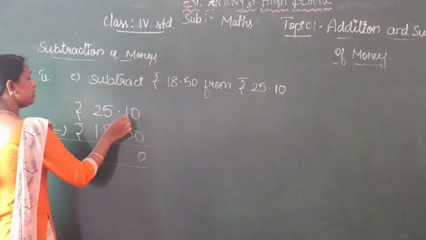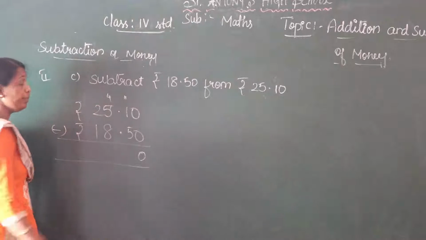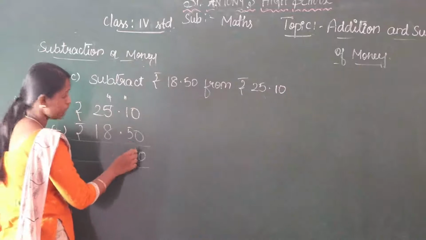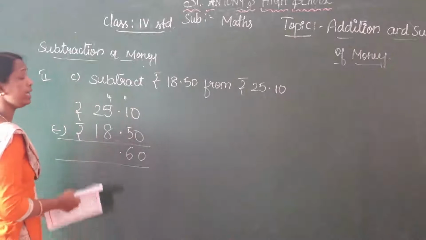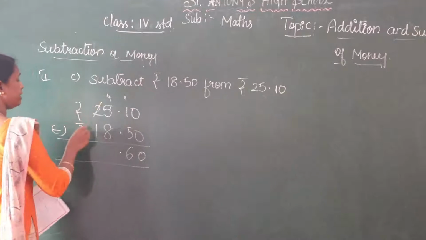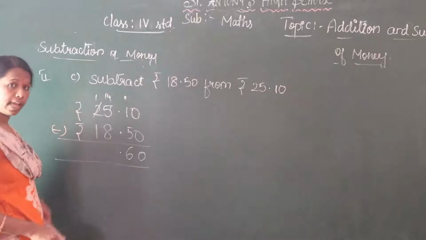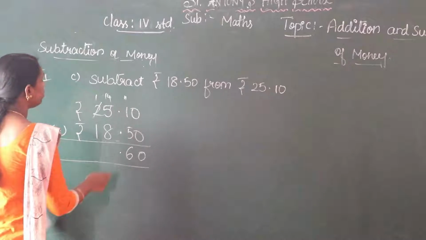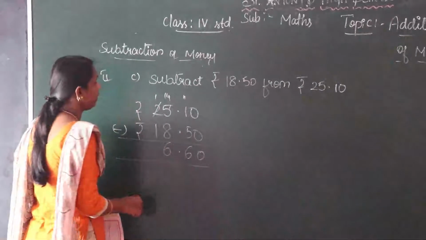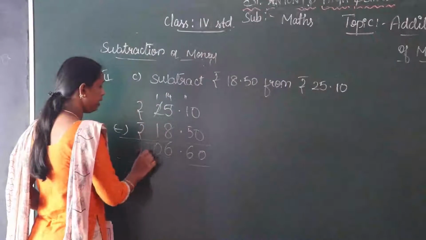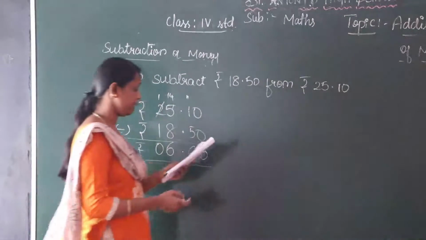0 minus 0, 0. So this 1 becomes 11, this 4 (the 5 becomes 4) because we take borrow. 11 minus 5, 6. And then this 4 minus 8, it is not possible. So take borrow from this place. This 2 becomes 1, this 4 becomes 14. 14 minus 8 is 6. We get 6 here. And then this 1 minus 1 you get 0. Answer is rupees 6.60 paisa.